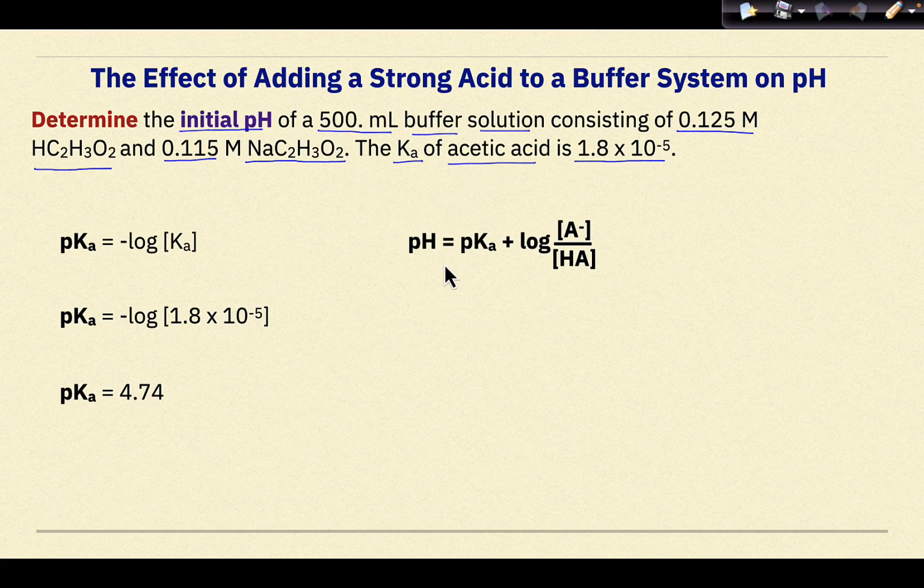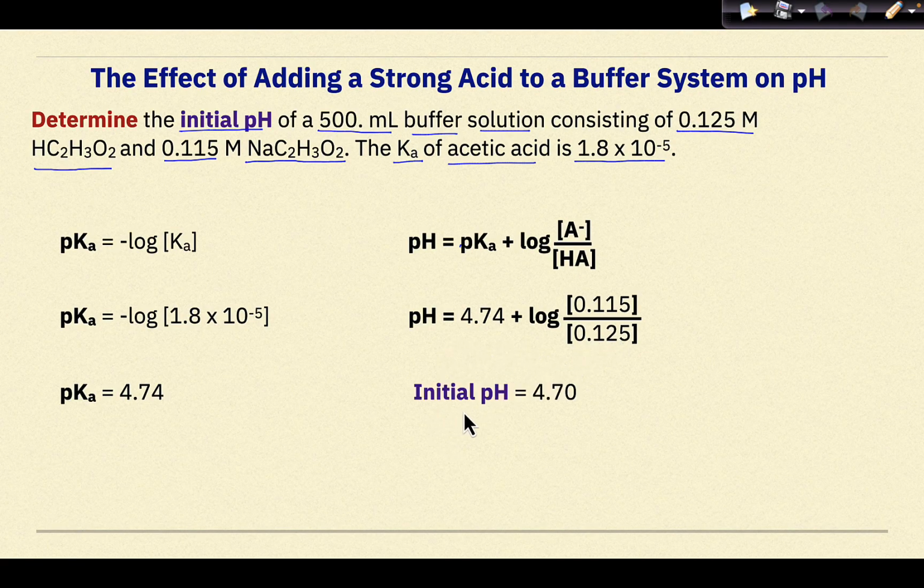Then, looking at the stimulus, we can substitute in for our variables, where pH is going to equal 4.74, that's our calculated pKa value, plus the log of the concentration of our weak base, which is 0.115, divided by the concentration of our weak acid, 0.125, which is also from the stimulus. When we complete the calculations, the initial pH is 4.70.